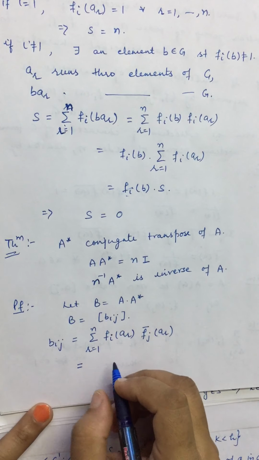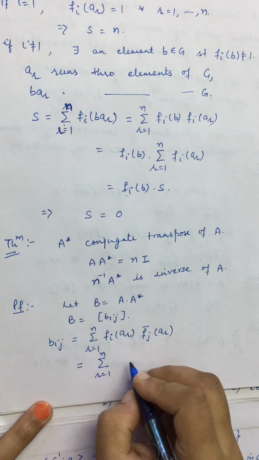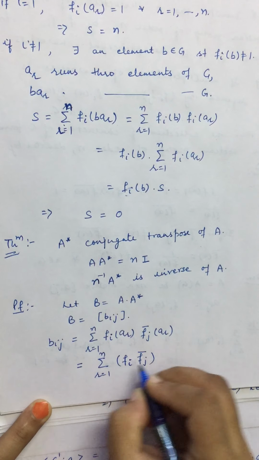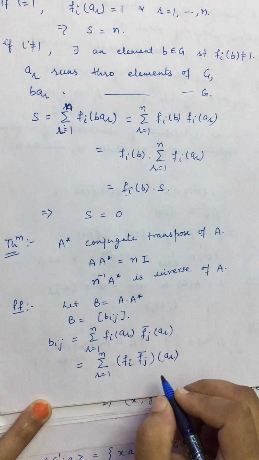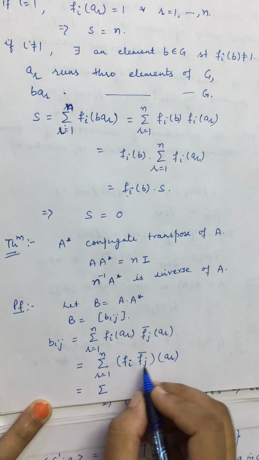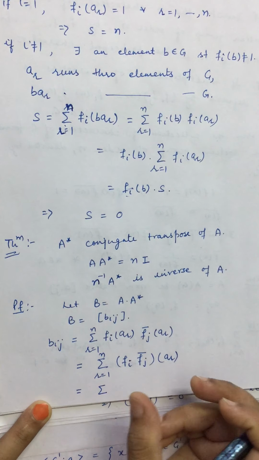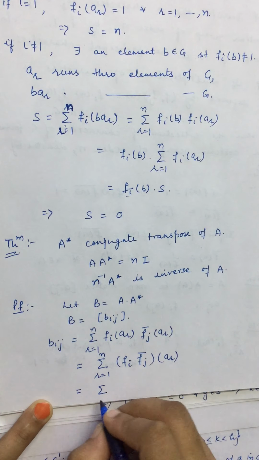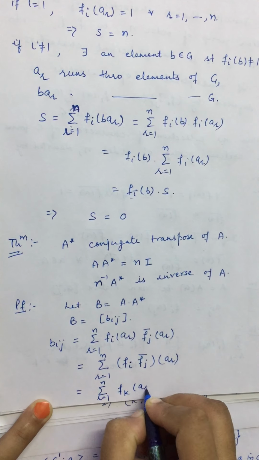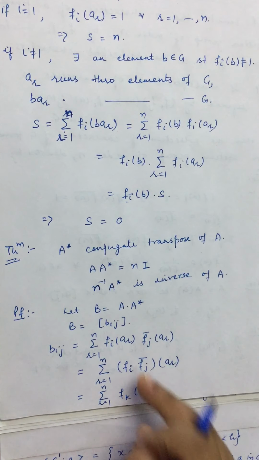So this is the summation, r varying from 1 to n, because we have defined the product of characters by pointwise product. Now we know this fi into fj bar is again a character, because the product of two characters is also a character. So we can write them as fk(a_r), because this product is again a character. Where what is this fk?